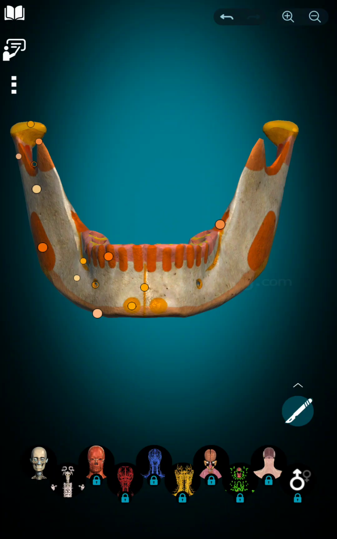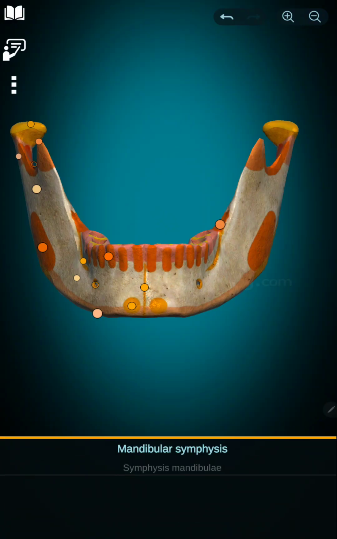Okay. So, what is symphysis menti? It is the line at which the right and the left halves of the bone meet each other. It is marked by a faint ridge.